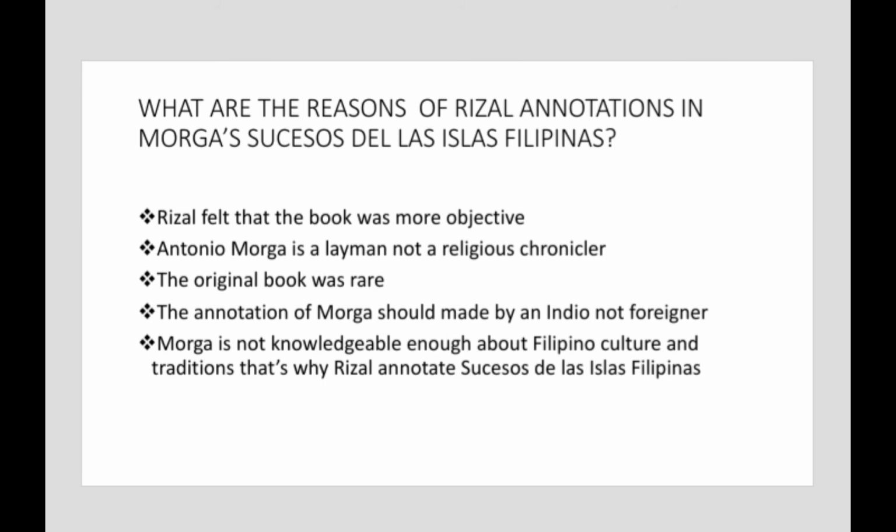So first, Rizal felt that the book was more objective, mas deep pang layunin yung book na ginawa ni Dr. Antonio de Morga. Second, Antonio Morga is a layman, not a religious chronicler. And then third, the original book was rare. And fourth, the annotation of Morga should be made by an Indio, not a foreigner. So, dapat daw, ang annotation is gawa ng isang Indio, hindi ng isang foreigner or dayuhan kasi mas alam ng isang Indio ang mga nangyayari sa Pilipinas. And then lastly, Morga is not knowledgeable enough about the Filipino culture and tradition.